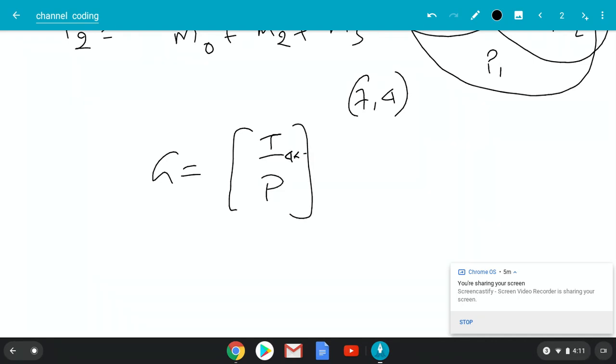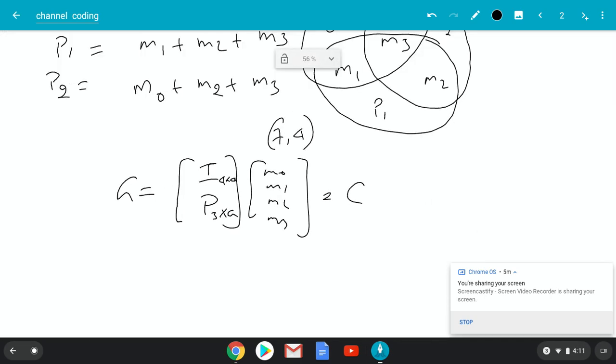This I is 4 cross 4 now, and this P is 3 cross 4, and then you multiply this with M0, M1, M2, M3, right? And you get, this will be equal to C. Okay, so now you know exactly how to do Hamming codes, right?